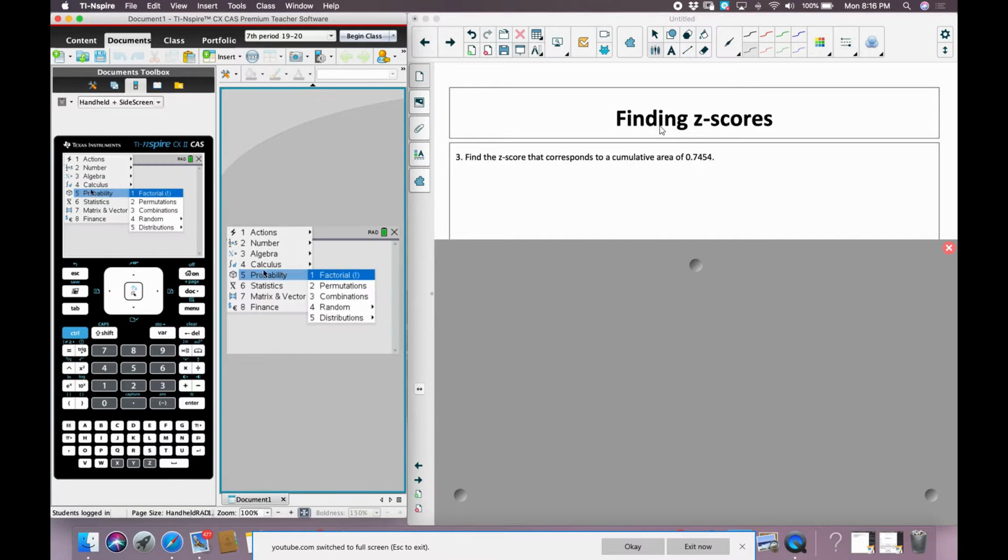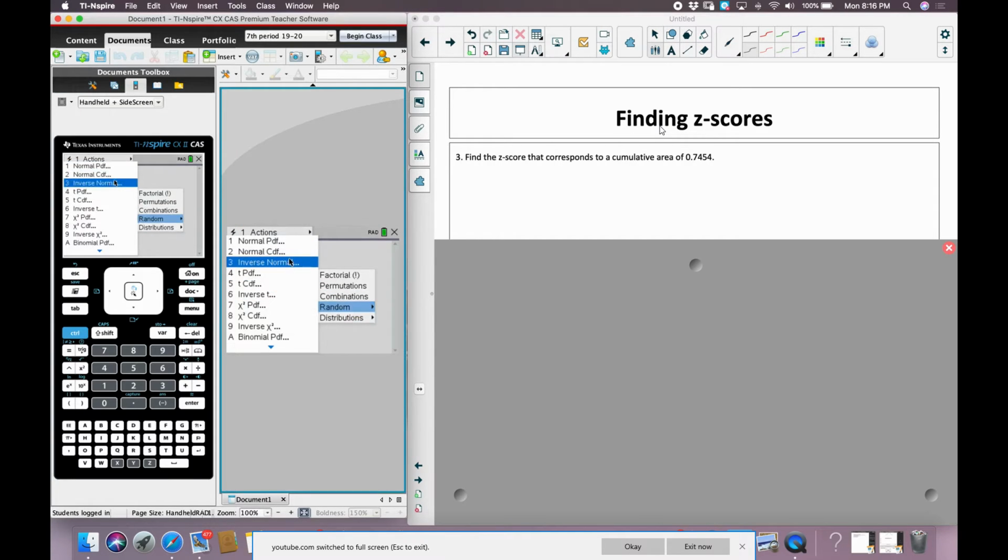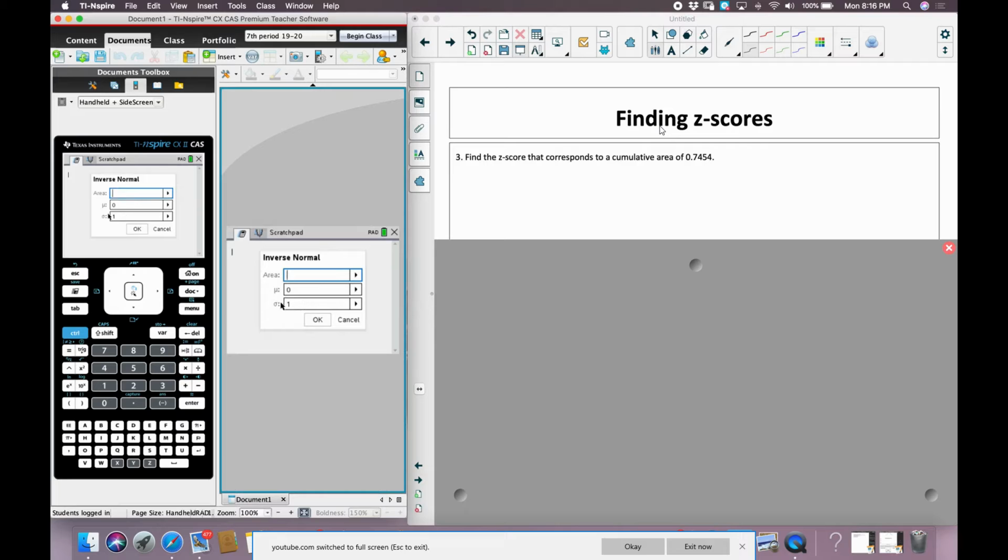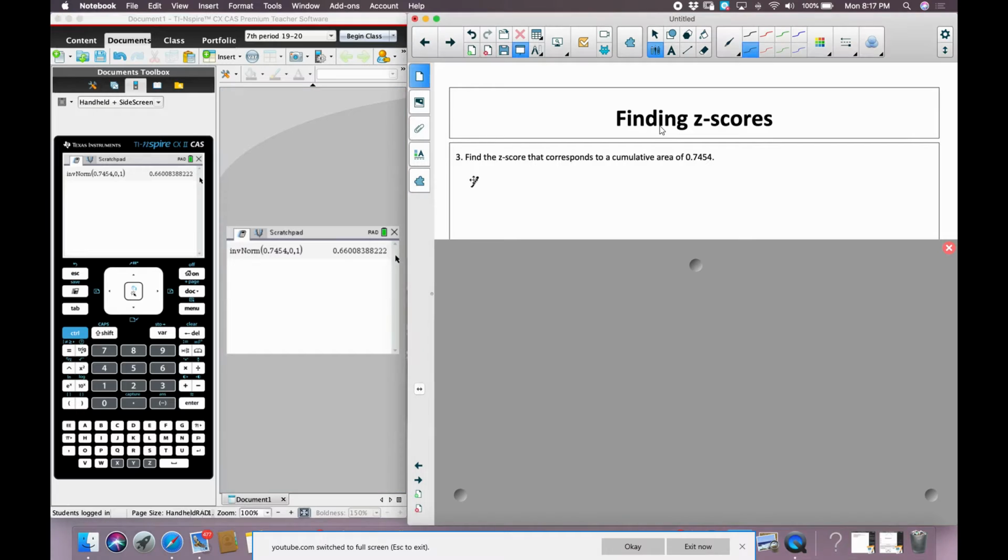So menu, probability, distributions. Now we're doing inverse normal. So our area, this area is always area to the left, is going to be 0.7454. We want a z-score, so we're going to leave our mean 0 and our standard deviation 1. So it's 0.6600, 0.6601.